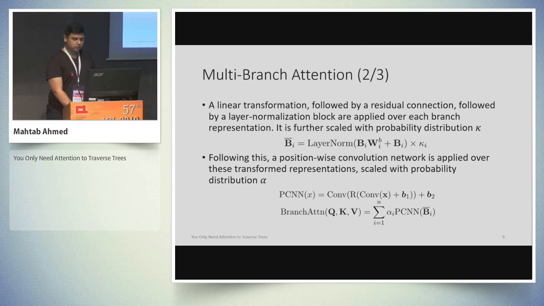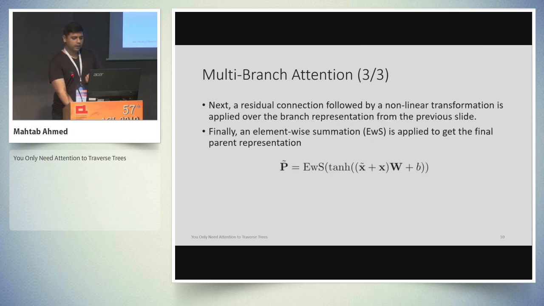This kappa is going to be a probability in terms of how many branches you have. Once you have this representation, we further retransform it using a position-wise convolutional neural network, where two convolution nets are going on back-to-back with a ReLU activation in between. And then we further do a linear weighted summation over this branch representation. So all the branches are squashed into one branch. Once you have this one branch representation, and you have the original branch representation in terms of the word vectors, you do another residual connection followed by a nonlinear transformation with tanh being the nonlinear activation function.